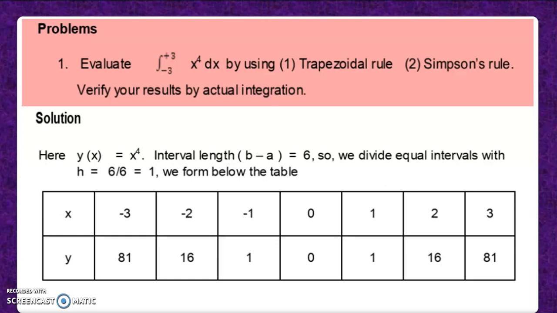With the help of this h equal to 1, we formulate a table where the x values begin with minus 3 and end with plus 3, because they are the lower and upper limits. The starting value for x is minus 3, and then you add 1 to that, you will get minus 2, then minus 1, then 0, 1, 2, and finally 3. Now you put all these x values in the given function x power 4, then you will get the y values. They are nothing but the functional values.